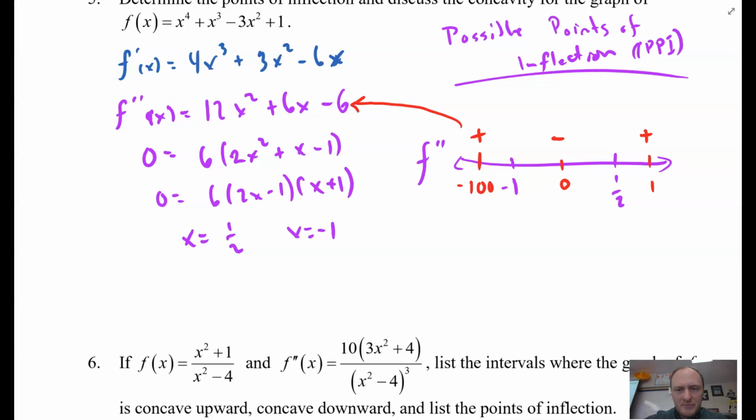So what does that tell us? Well, it tells us that our graph is concave up on -infinity to -1 union 1/2 to infinity.